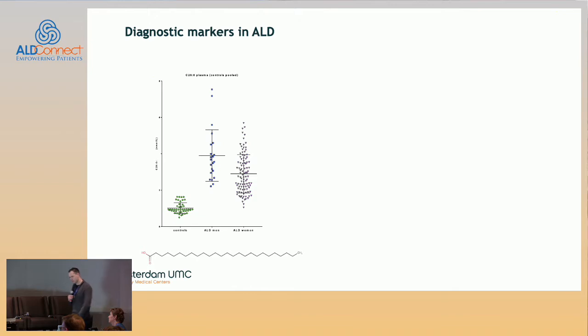Now, traditionally, when we look at biomarkers in ALD, as you all know, ALD is characterized by an accumulation of very long-chain fatty acids, and here you can see an example of one of those. This is a fatty acid head group connected to a carbon chain, and as you can see, the carbon chain is quite long, hence the name very long-chain fatty acid. You can measure this fatty acid with GCMS, and that's what you see right here.